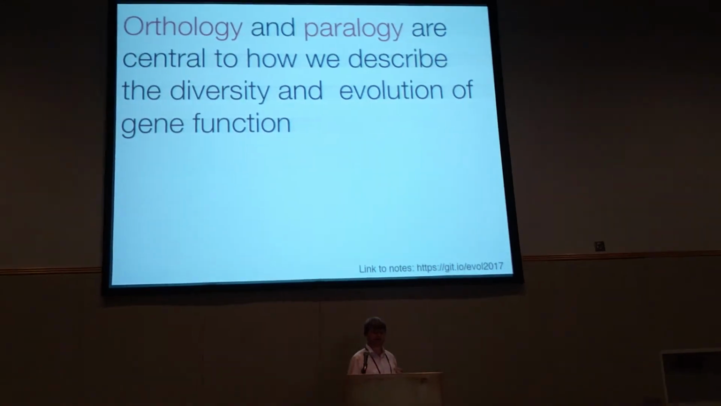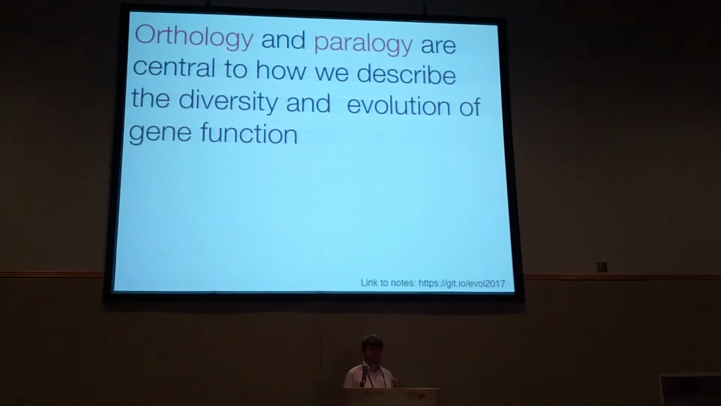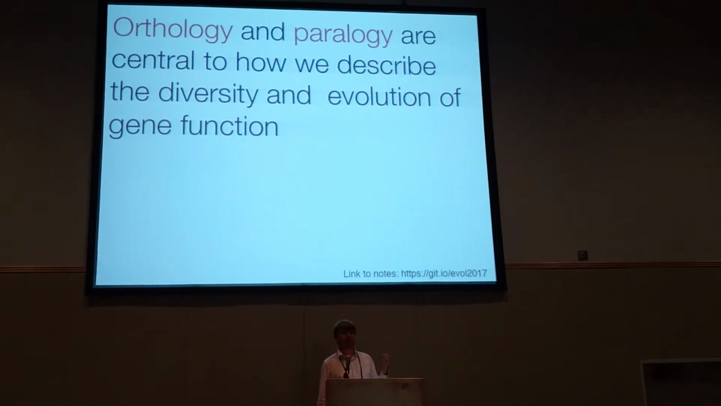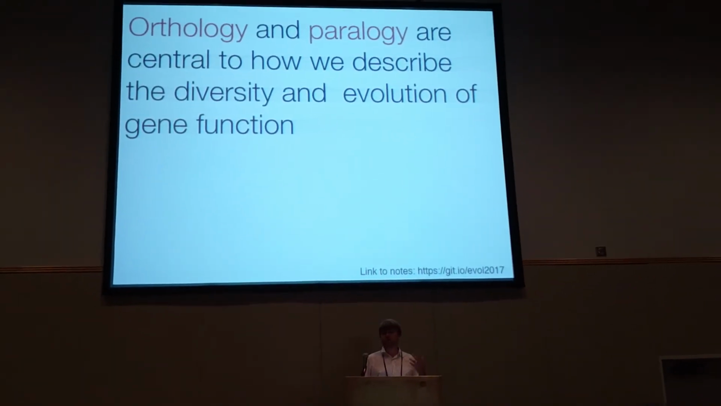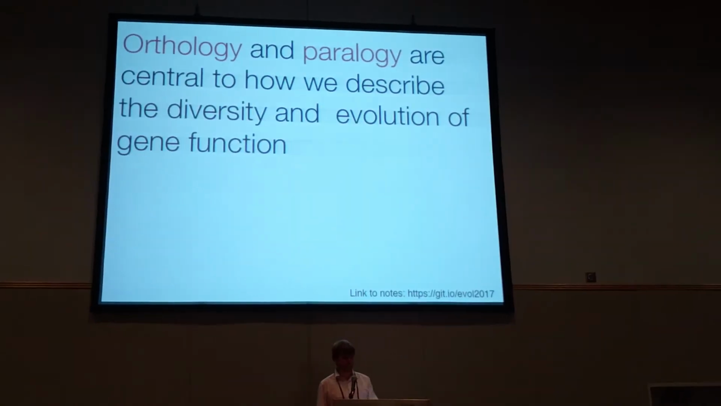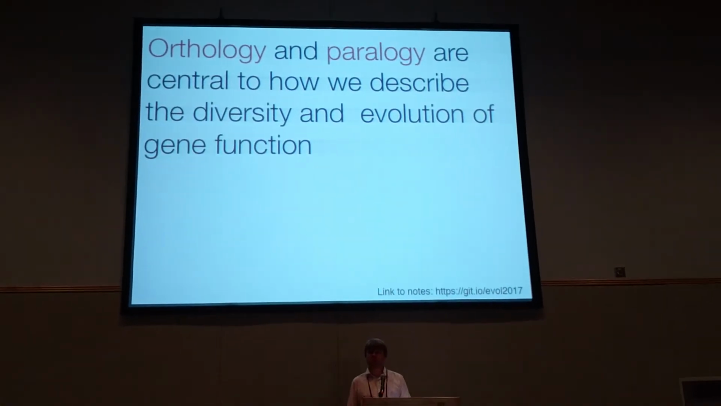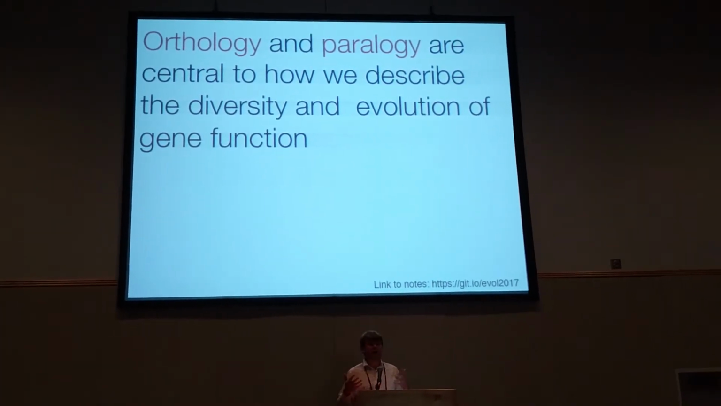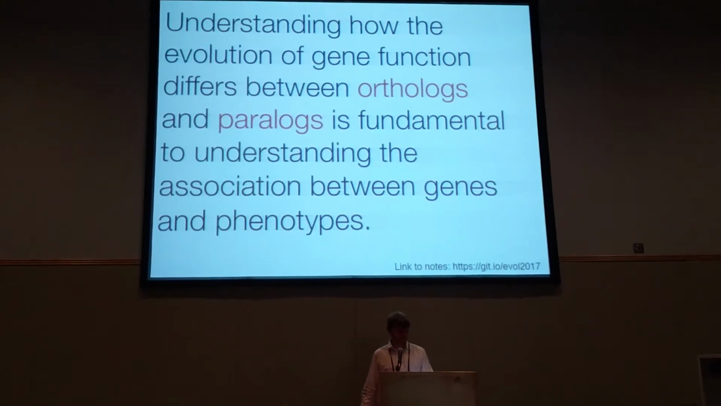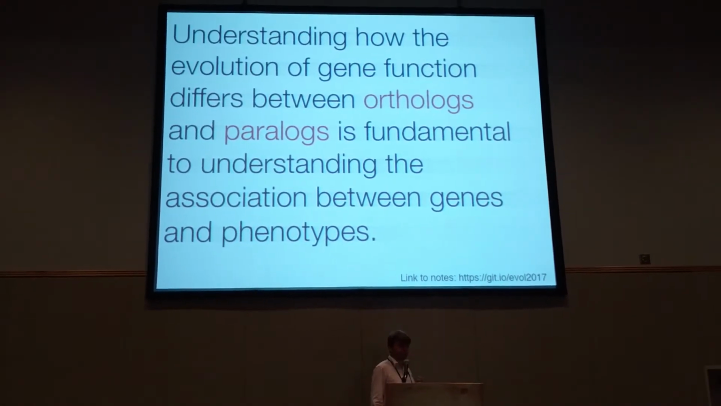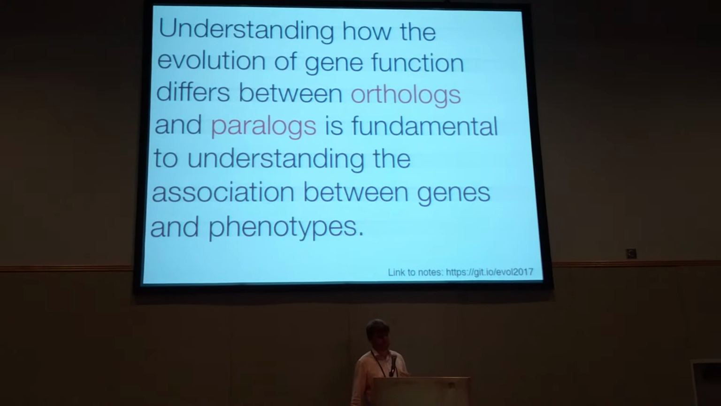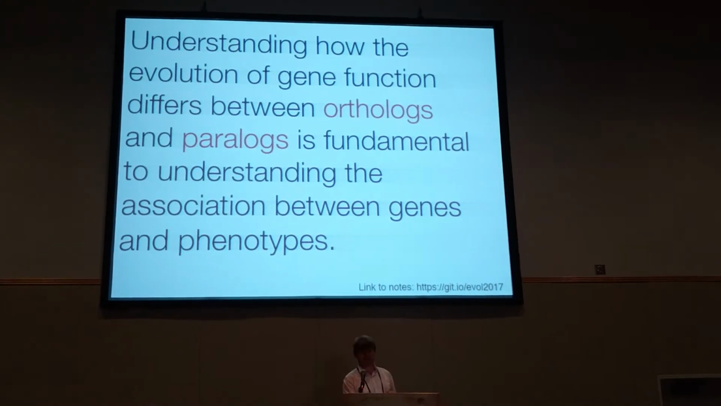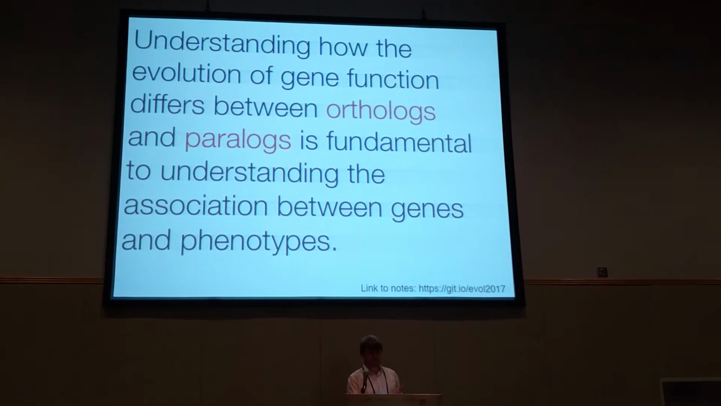Orthology and paralogy have become absolutely central to the way we discuss the diversity and evolution of gene function. You will not find a comparative genomics paper that isn't talking a lot about paralogy and orthology. That indicates an expectation that these terms explain a lot about the diversity of function that we see in genes. So understanding how the evolution of gene functions differs between orthologs and paralogs is really fundamental to understanding the association between genes and phenotypes in the way these problems are presented today.